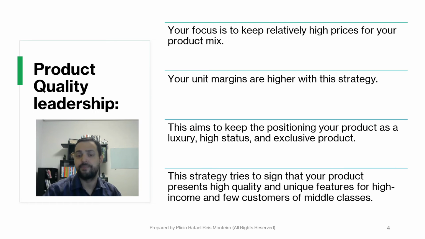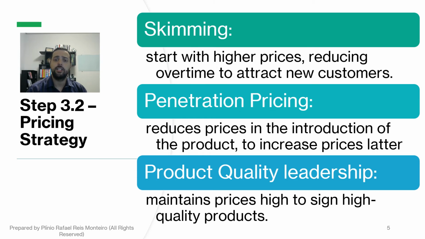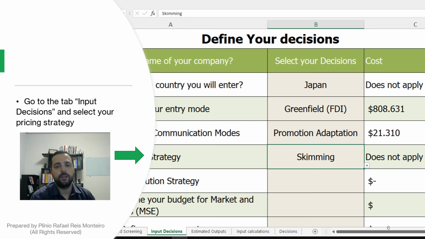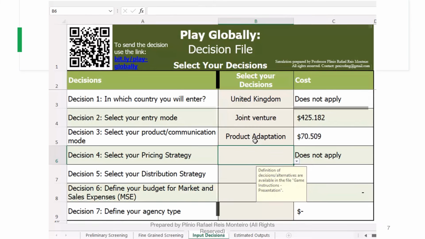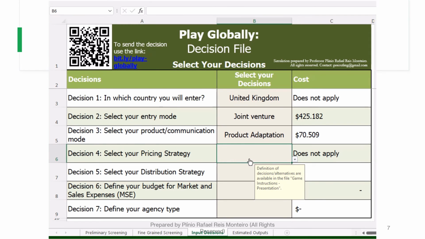And here is the summary of these three options for the pricing decision. You may look at this just to have an overview of the entire decision. Continuing making the decision, you need to go to the Input Decisions tab and select your pricing strategy in the next step. In the Input Decisions tab, you just need to select your option here.